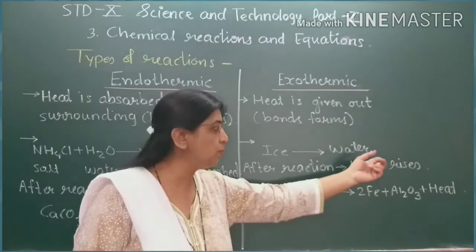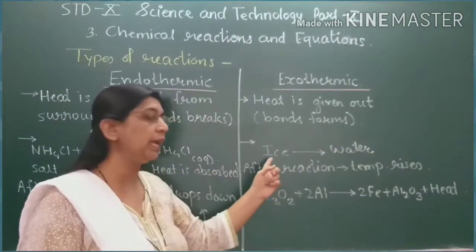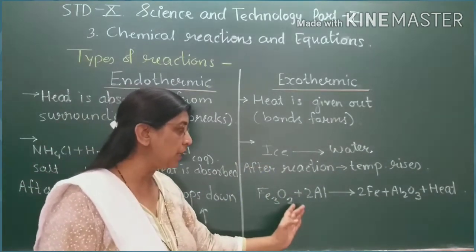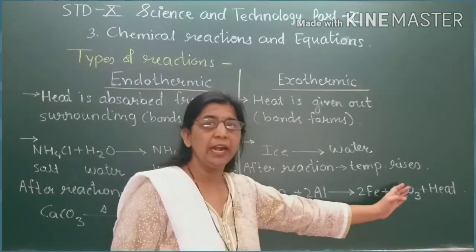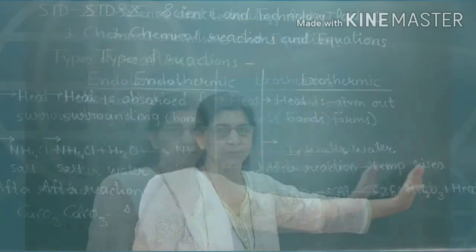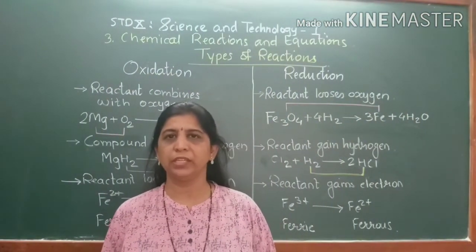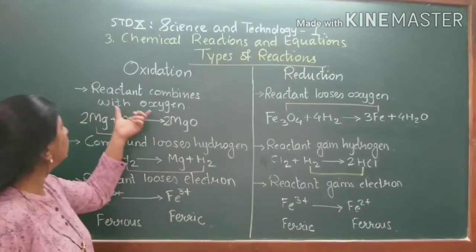If we touch the test tube afterwards, the temperature of the test tube with water will be more than with ice. Example is Fe2O3 plus 2Al gives 2Fe plus Al2O3 and heat is evolved here. The two more important types of reactions are oxidation and reduction. Let us compare and learn.